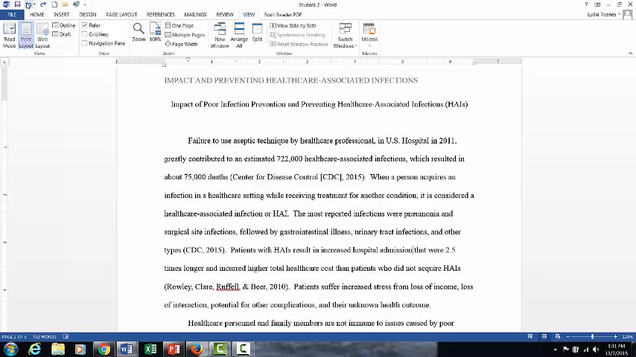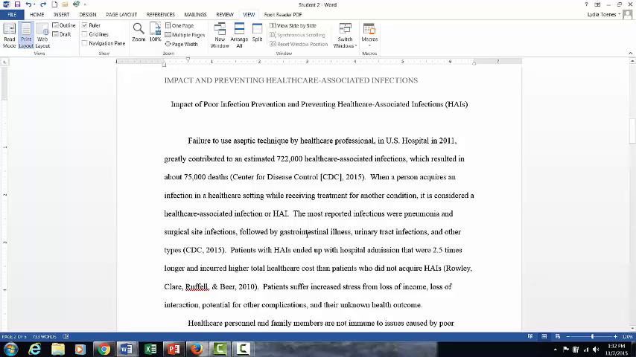Sometimes I will work on students' papers and continue to try to reword their sentence so much that I want to make it work. Let me just go back and say this. Ended up with is, once again, something I would say in conversation. However, it's better to say patients with HAIs result in 2.5 times longer hospital admissions and incur higher total health care costs than patients who did not acquire HAIs.